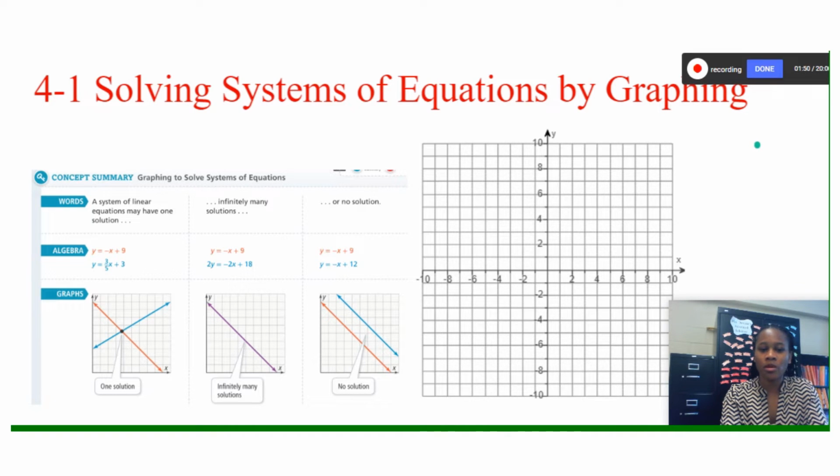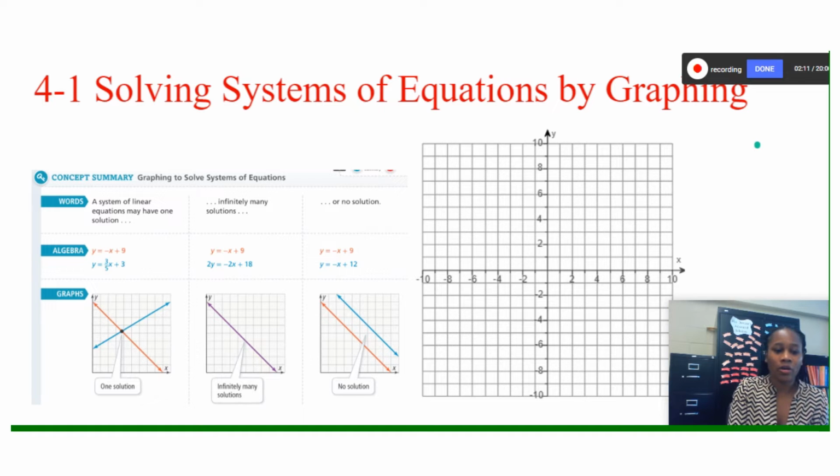We're going to be solving systems of equations by graphing. So there are three important things that you want to keep in mind throughout the lesson. You want to know when will you have only one solution, when will you have infinite solutions, which is many solutions, and when will you have no solutions at all. So I'm going to talk about that really quick, and then I'm going to show you some examples.